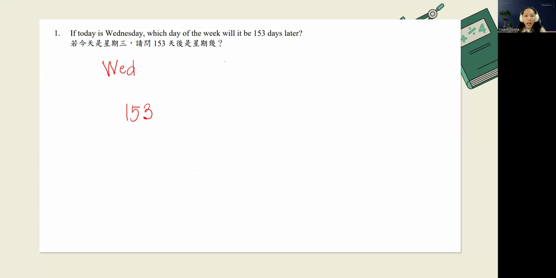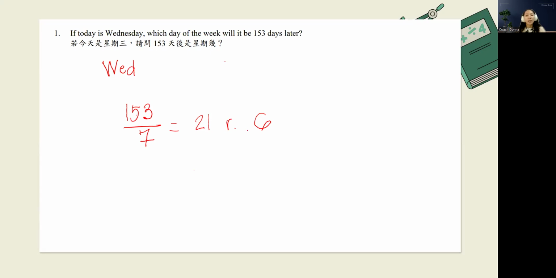Let's divide 153 by 7, because there are 7 days in a week. So 153 divided by 7, you'll find that there's 21, but a remainder of 6. 21 times 7 is 147. That means we still have 6 days remaining.